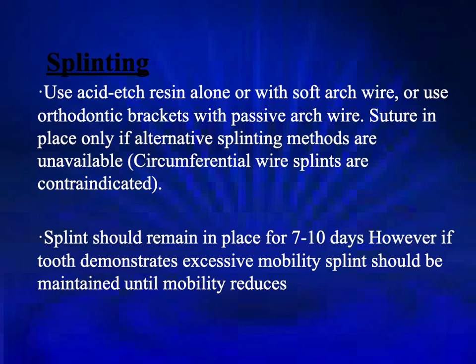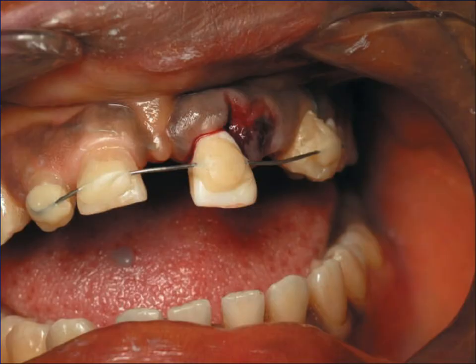So how do we splint the tooth? We use acid etch with a soft arch wire, or use orthodontic brackets with a passive arch wire. Sutures are placed only if alternative splinting methods are unavailable. The splint should remain in place for 7 to 10 days. However, if the tooth demonstrates excessive mobility, the splint should be maintained until the mobility is under control.